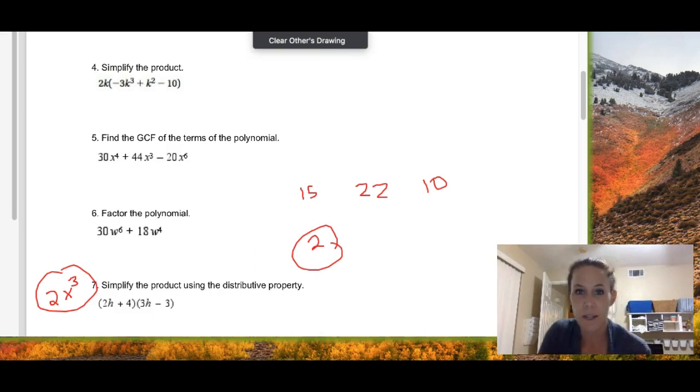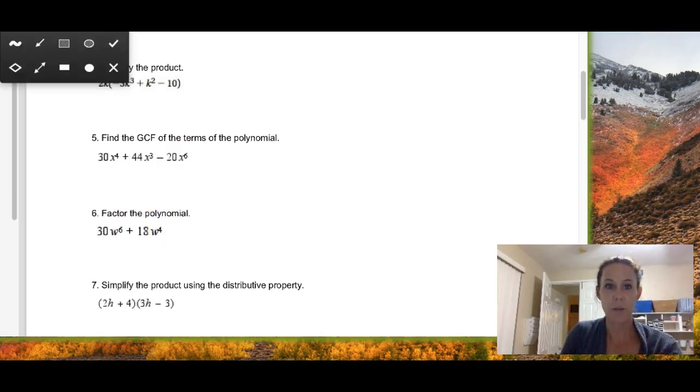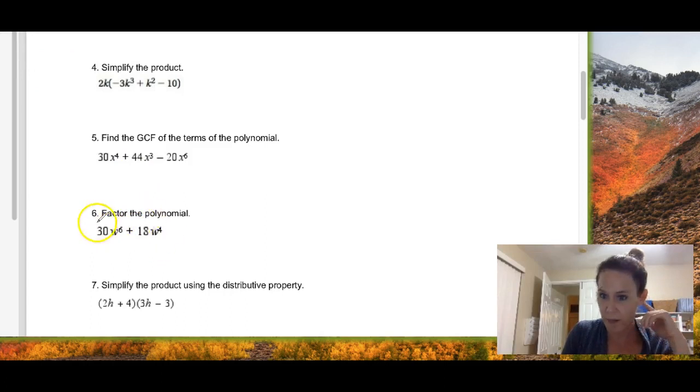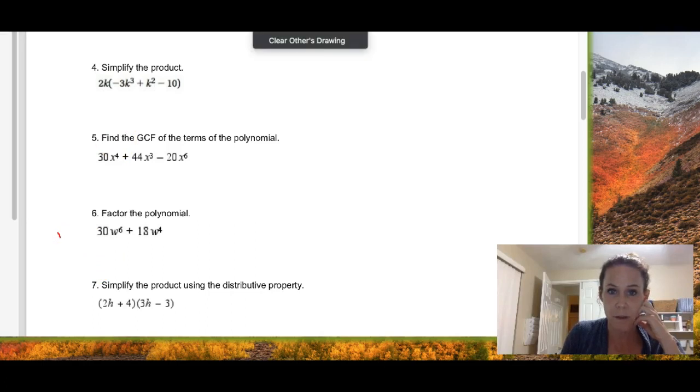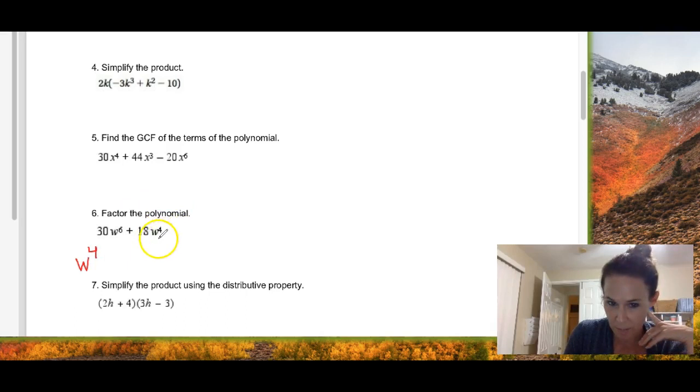Let's see, clear that. Number 6, factor the polynomial. 30w to the 6th plus 18w to the 4th. Now to factor it, we do what we just did with that last one. We pull out the greatest common factor. What's the biggest thing that divides into each of these? Let's go with the variables first. That's the easiest. Now the biggest variable that pulls out of w to the 6th and w to the 4th, the biggest variable that I can pull out is w to the 4th. It's going to be the smallest exponent, because when I pull it out of here, I'm left with just 1. So that's the biggest thing I could pull out. I could pull w to the 4th out of here also and leave me with w squared.